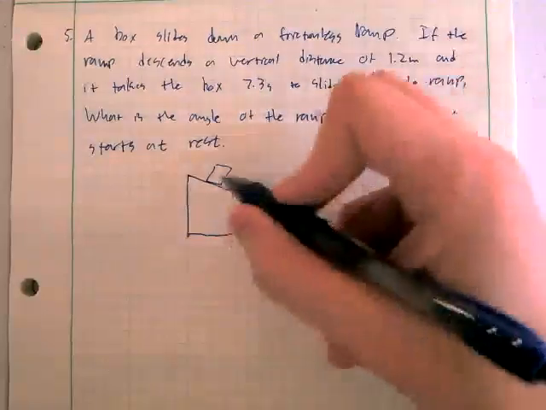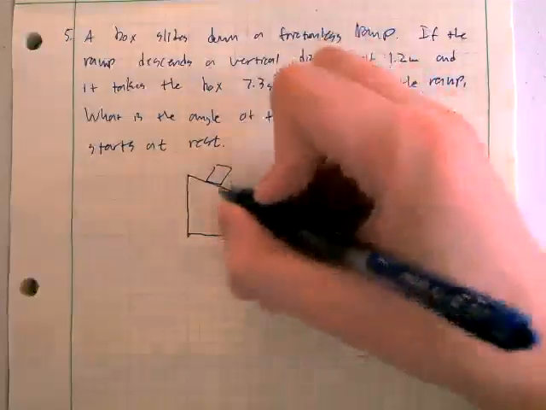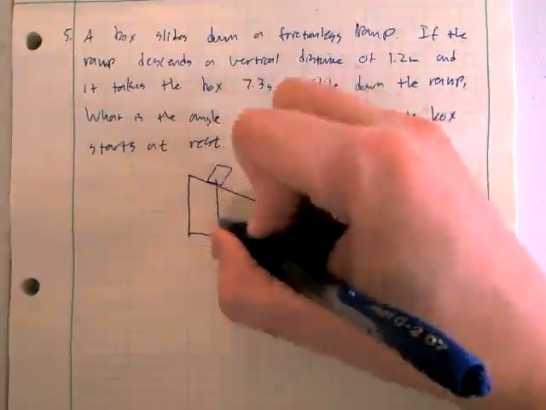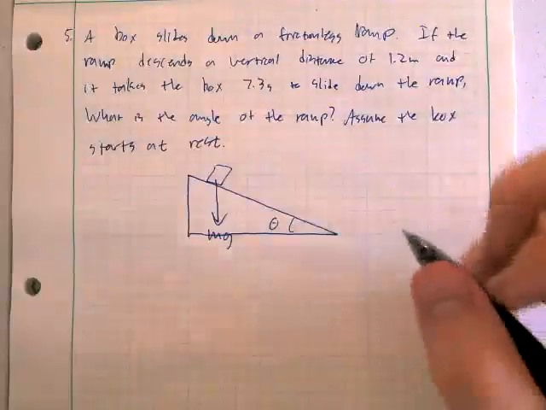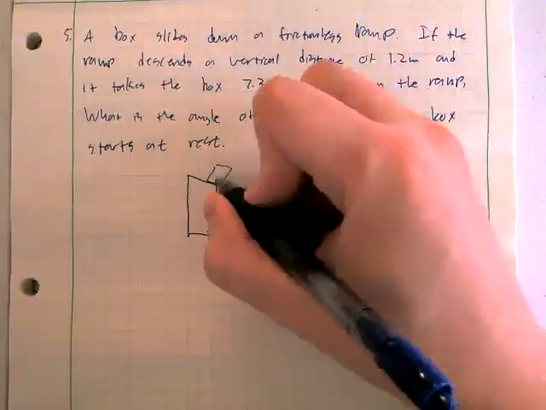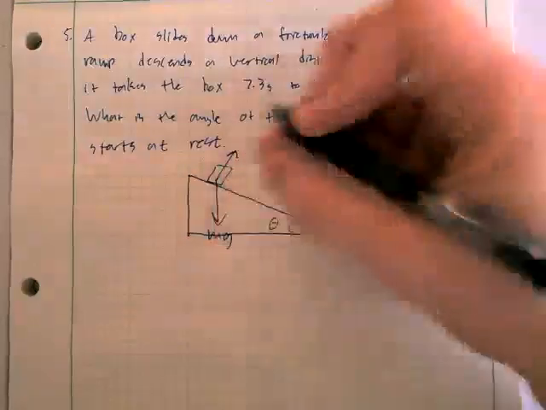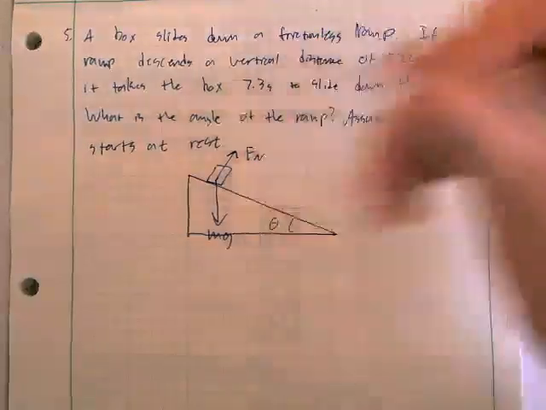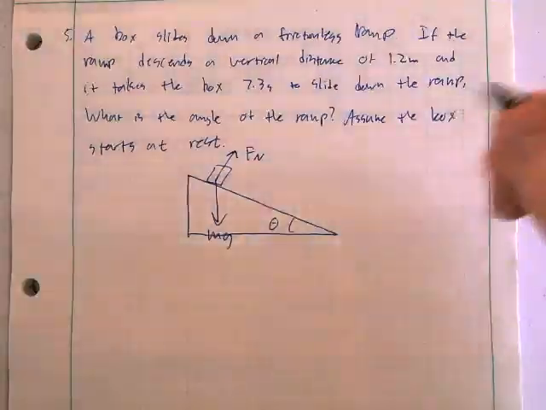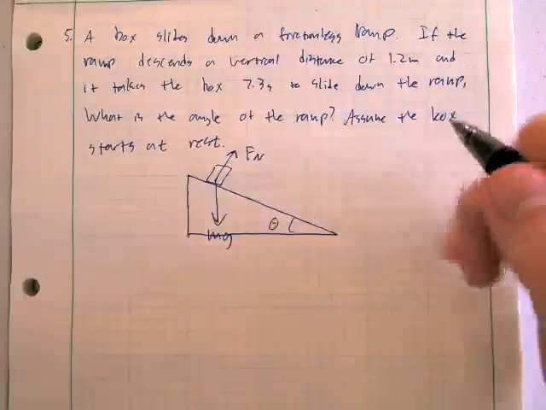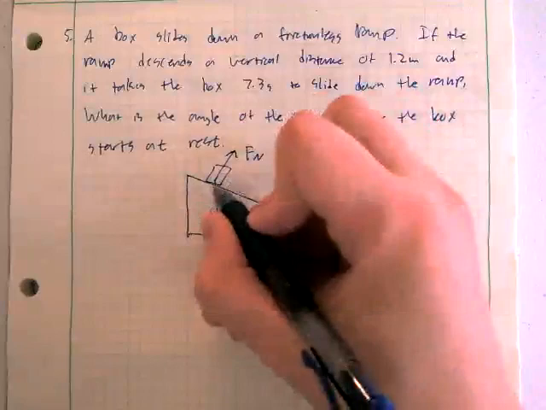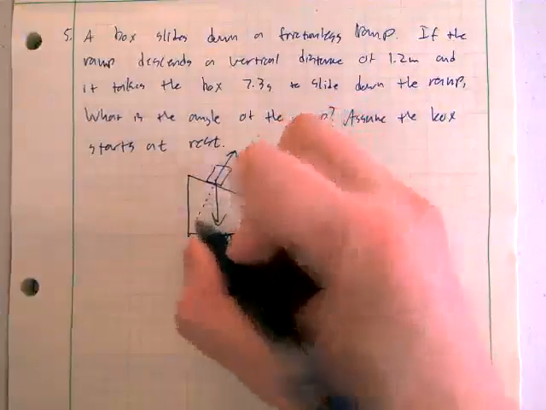Okay, here's our box sliding down our frictionless ramp. What are all my forces on this? I'll start with that. We have gravity. It's going to be pulling straight down on our box. And then we have our normal force. It's going to be pushing it up and away from the surface, perpendicular to the surface. So with this, then we can start writing our Newton's second law.